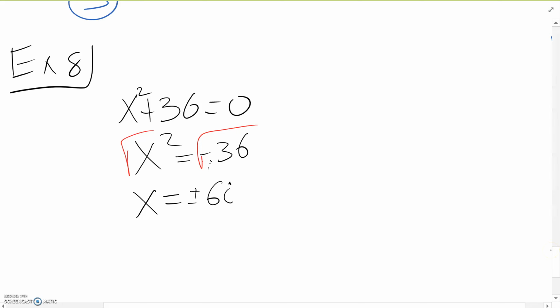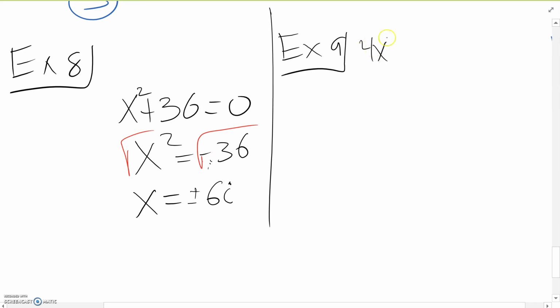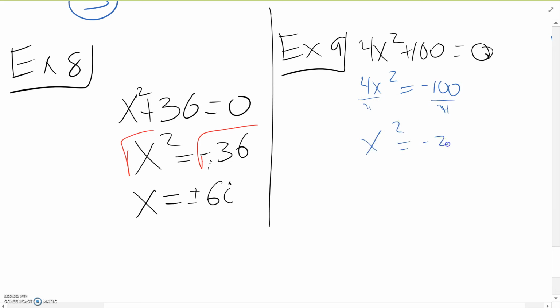Okay, example 9, last one, and then we're done for now. Example 9 is 4x squared plus 100 equals 0. Oof. So we're just going to solve like we normally would. Subtract 100, and we get negative 100. Divide by 4, and we get x squared equals negative 25.